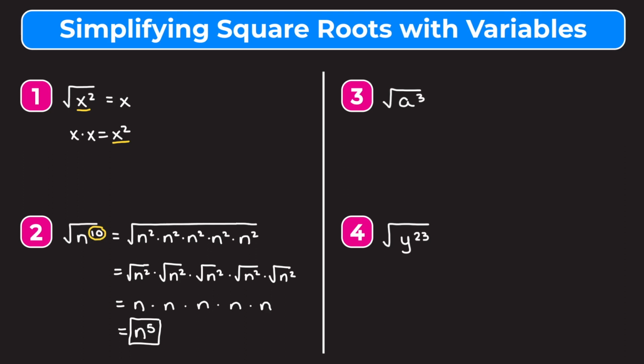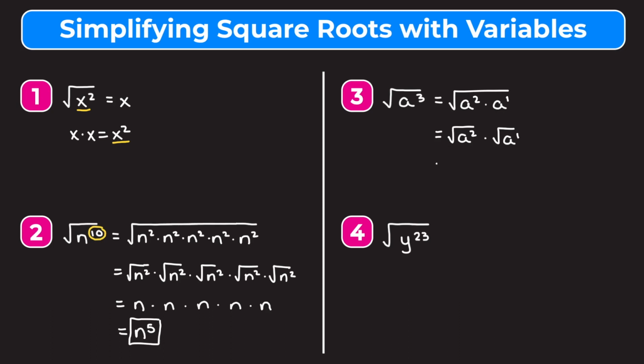Now let's take a look at example 3, which is the square root of a to the 3rd. This time we have an odd exponent, so we can't really cut it in half or divide it by 2, like we did for number 2. So what we want to do is write this as a squared times a to the 1st, because that's equal to a cubed. So we have the square root of a squared times a to the 1st, and we're going to break this up into the square root of a squared times the square root of a to the 1st.